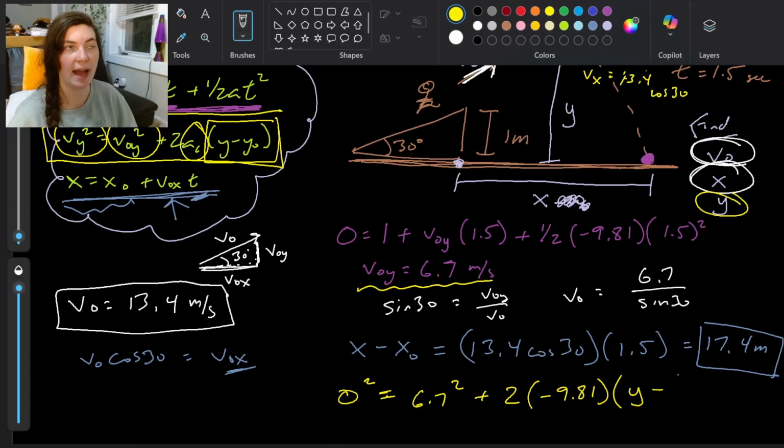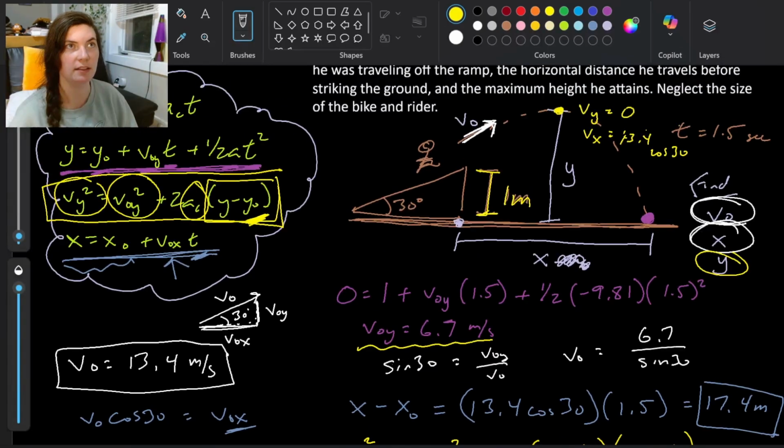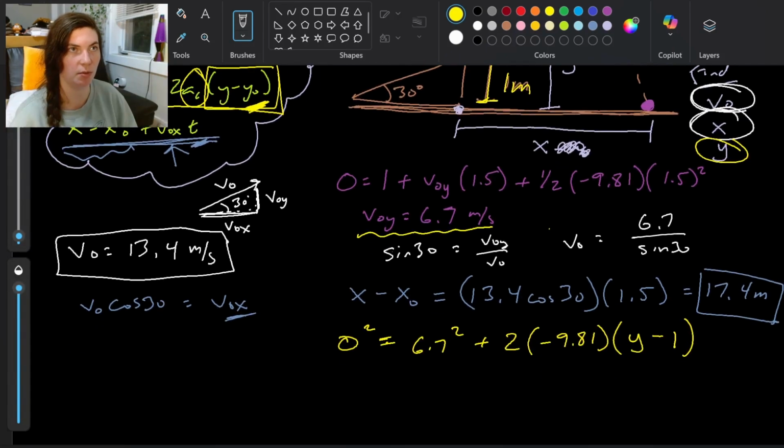But we do have an initial height. It's this 1 meter value. That has to go in here. Otherwise, we're only calculating the distance that he went up, and so this is not what we're interested in. We're interested in the total height from the ground, not just the distance that he went up above the ramp.